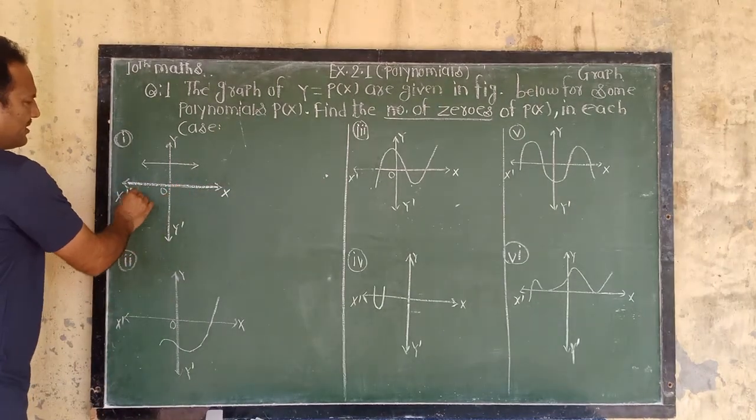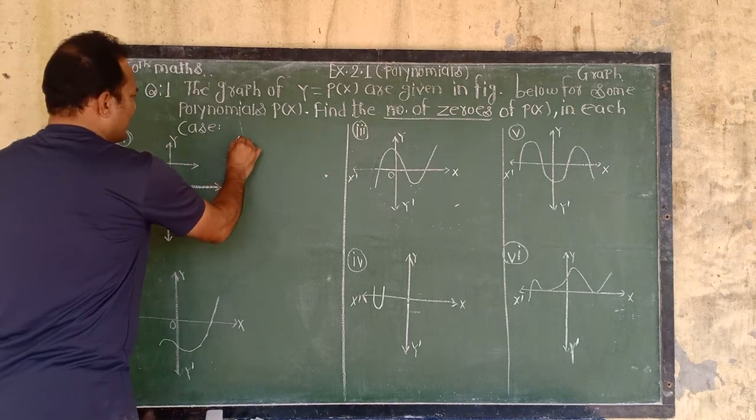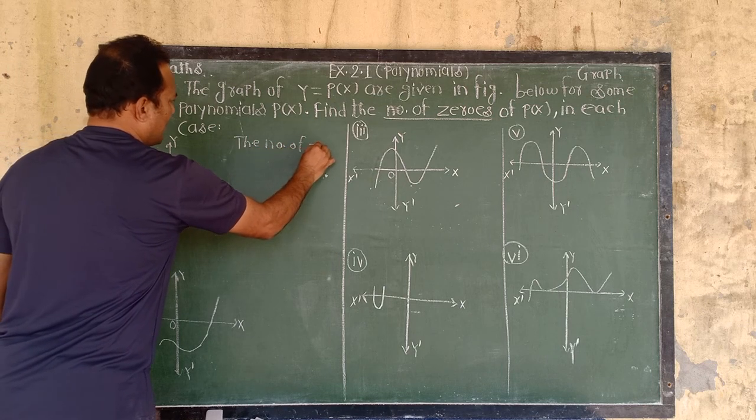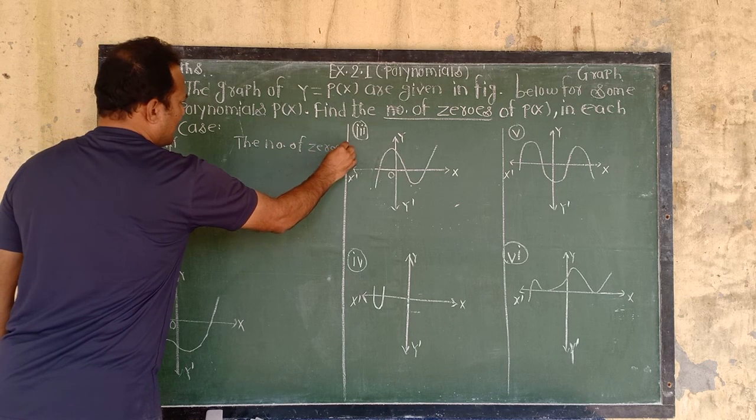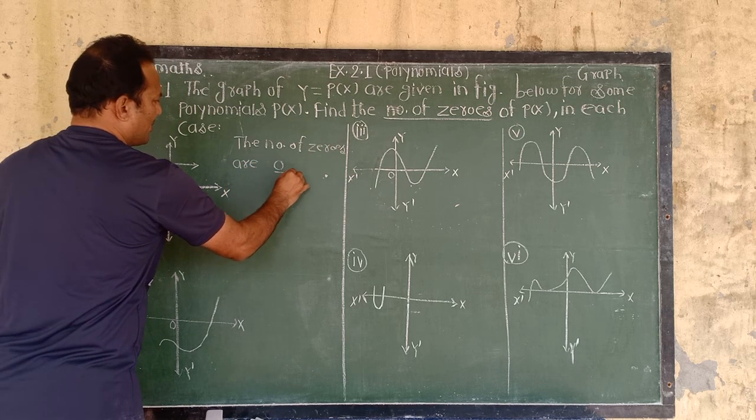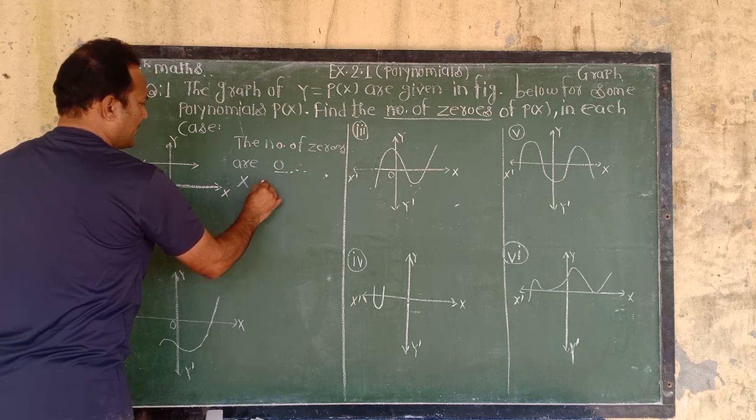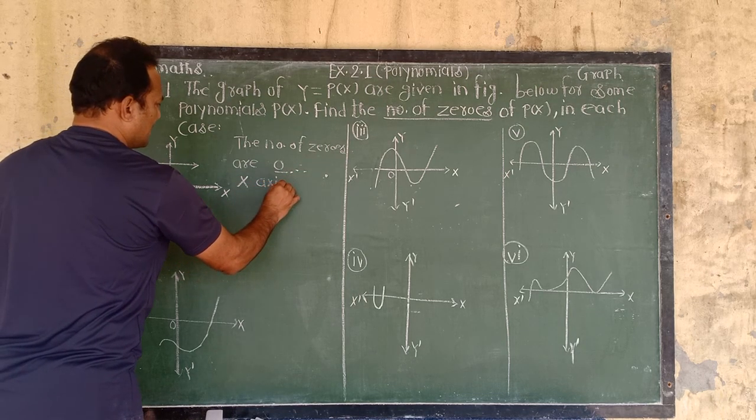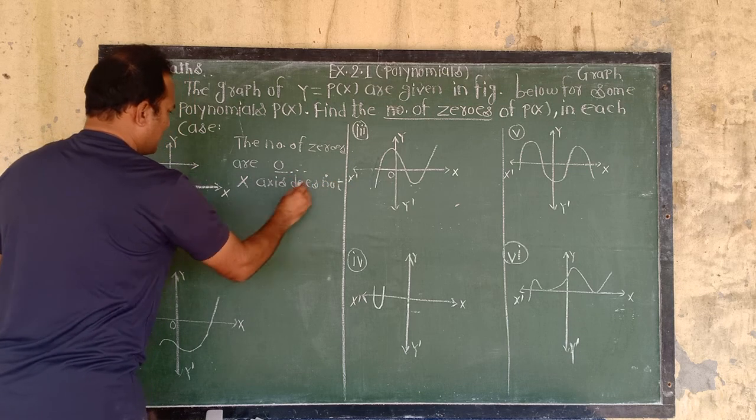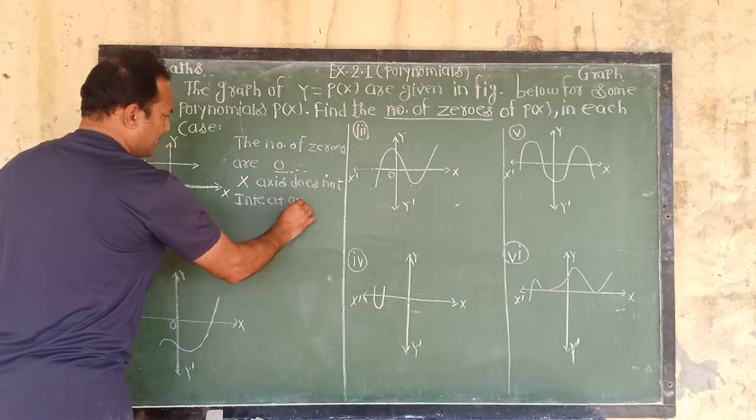Here it is not intersecting at any point. Then the number of zeros is 0 because the x-axis does not intersect at any point.